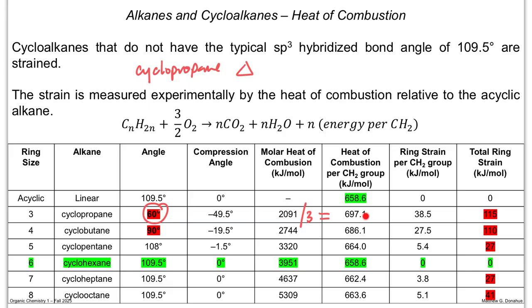So in the next column, I'm taking that number and subtracting it for 3 carbons, what it should be without strain. And I get 38.5. And because there's 3 of those CH2 groups, I just multiply that now by 3. And what falls out of that is the total ring strain. And that's that term Bayer angle strain. That's due to the compression of the normal hybridization bond angle.